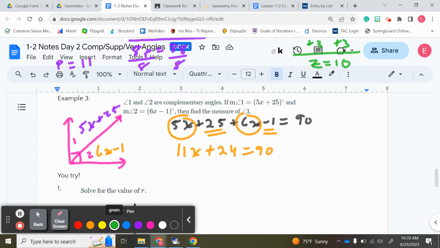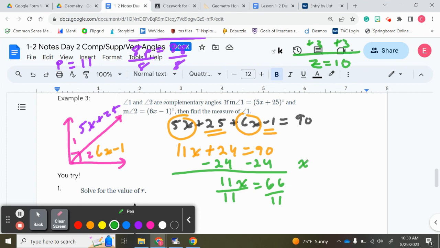All right, from here, I'm going to subtract 24 from each side. This leaves me with 11x equals, what I got here? That's 66. That's right. And then divide by 11. So I get x is equal to 6. Now, we solved for x, but is that the final answer?